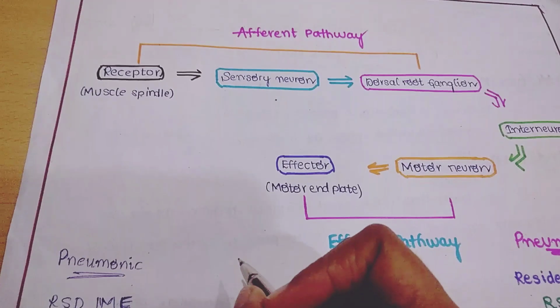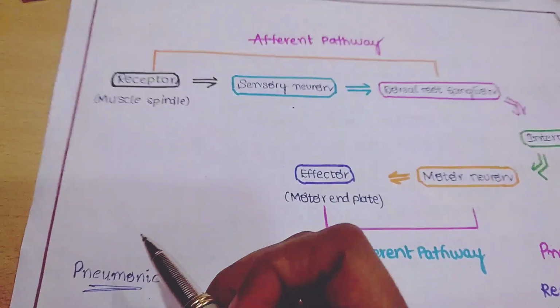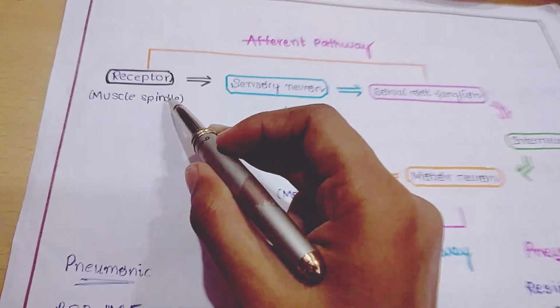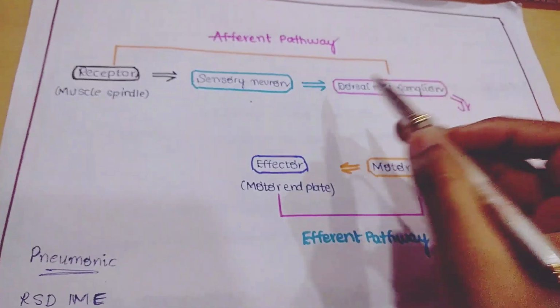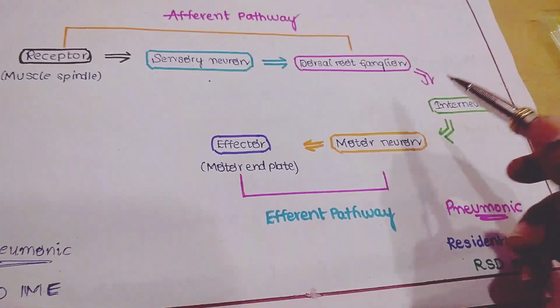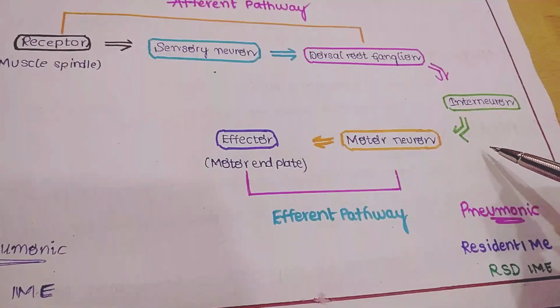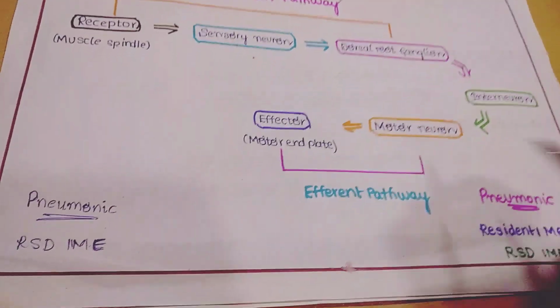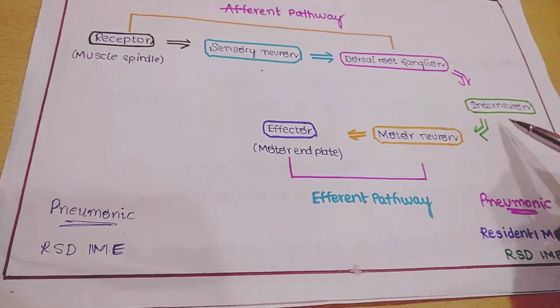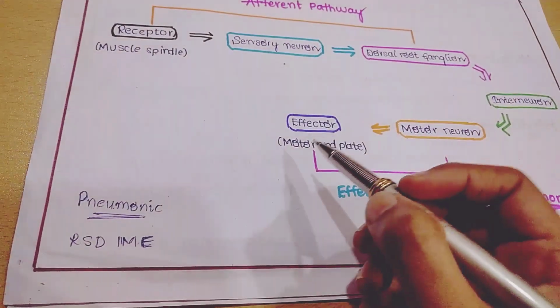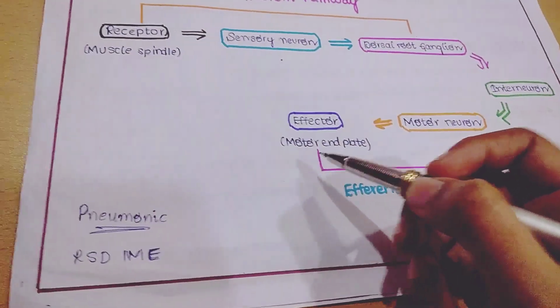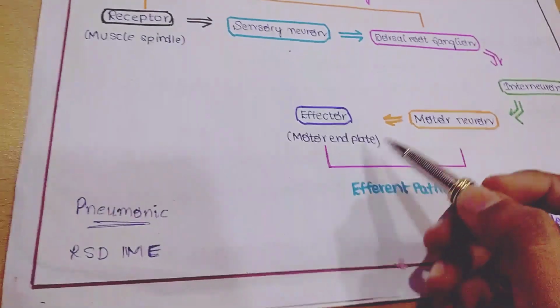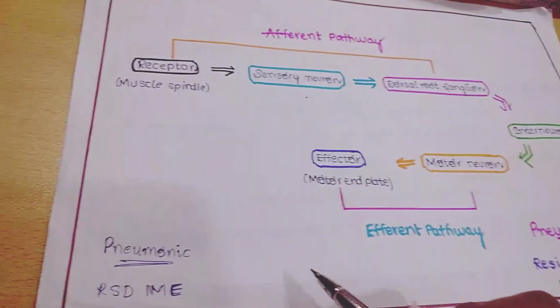Let's summarize through this flowchart. When the receptor is subjected to a stimulus, the sensory neuron carries information from the receptor to the spinal cord via the dorsal root ganglion, and the interneuron connects sensory and motor neuron. The interneuron is involved in only a few cases. And after analyzing the information, the motor neuron conveys the information to the effector. The effector makes the adjustment of our body and brings the body into a comfortable position.